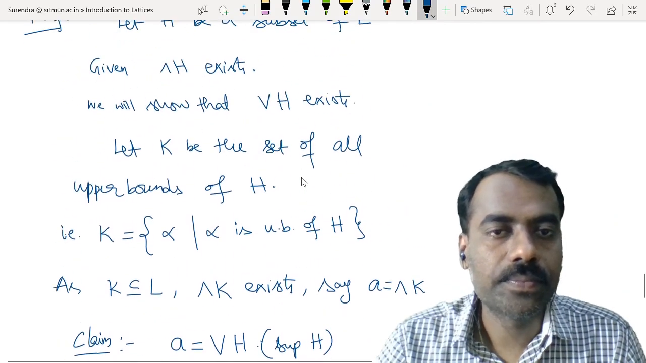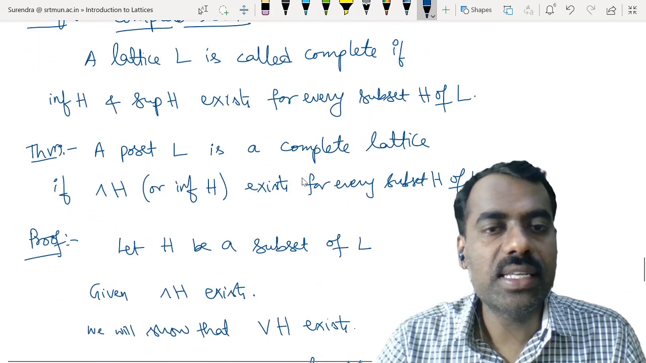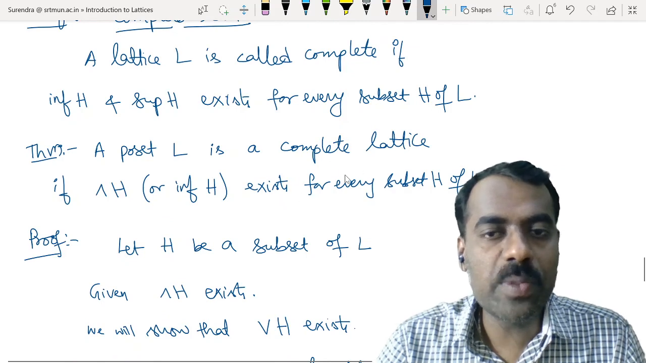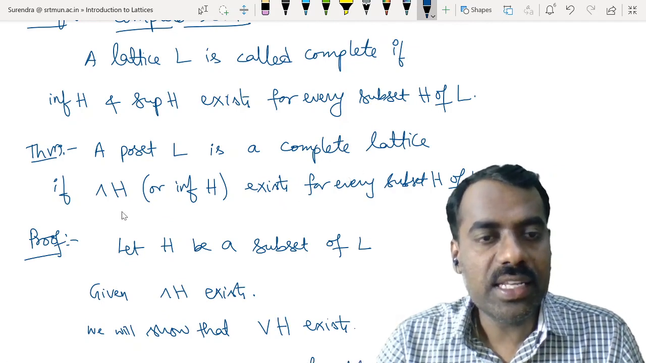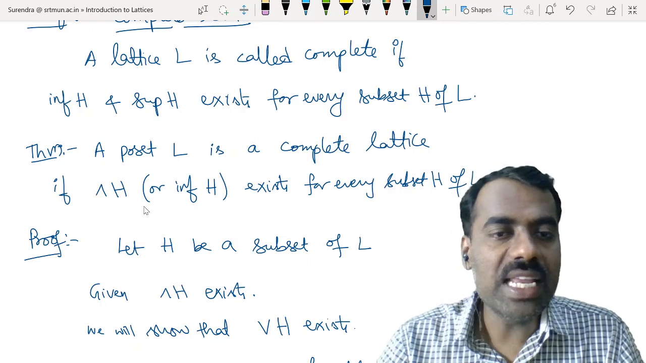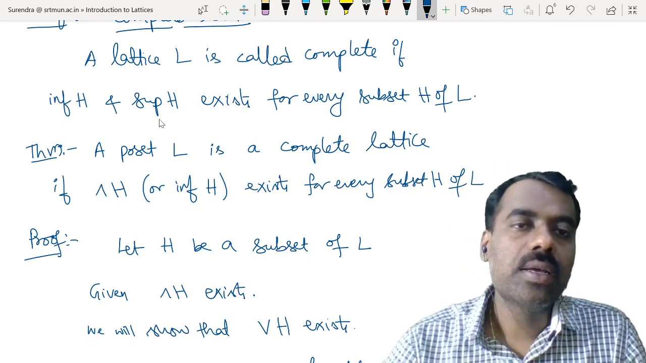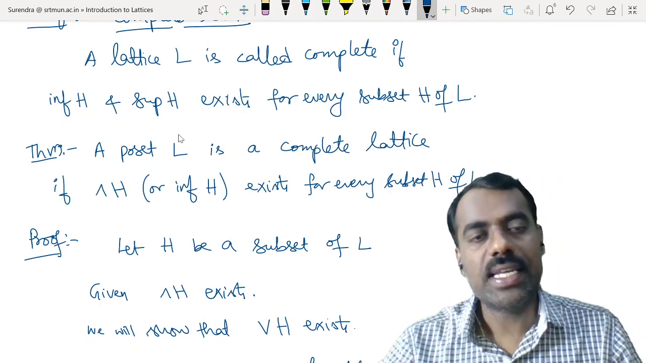Are you following? Yes. So that is how you can characterize a complete lattice. It is enough if you find that the meet of any subset exists, or the join of any subset exists.